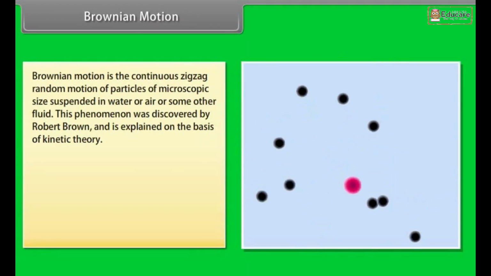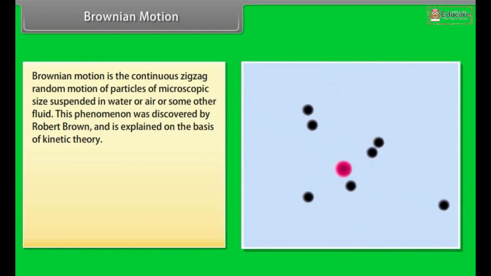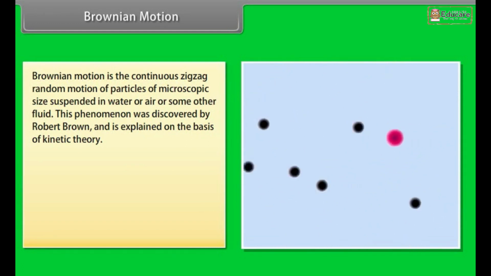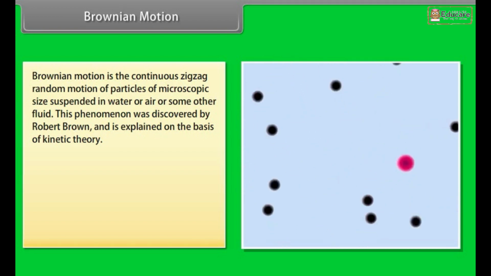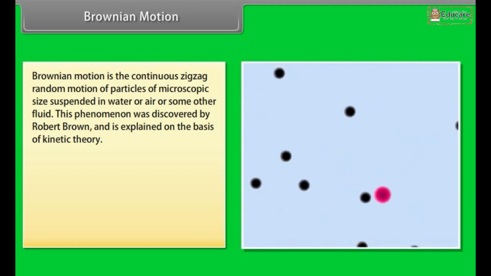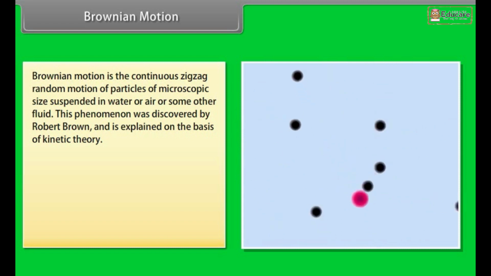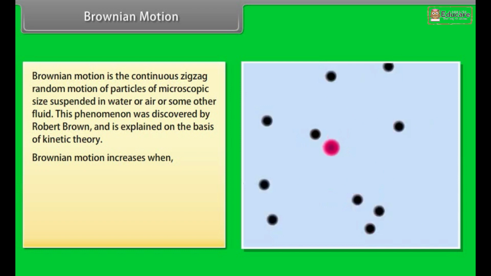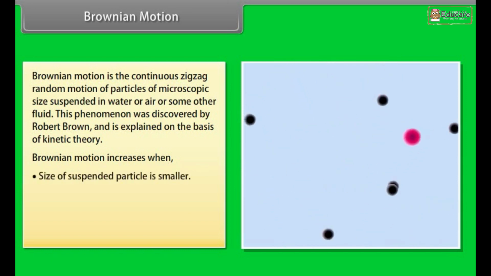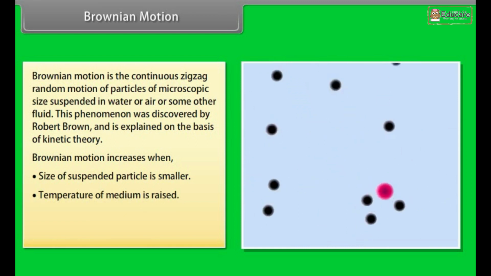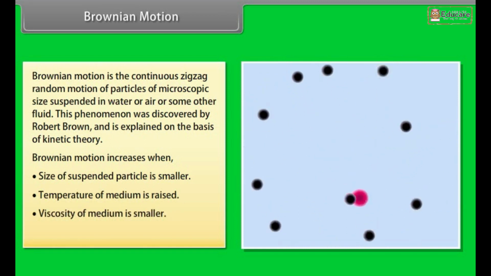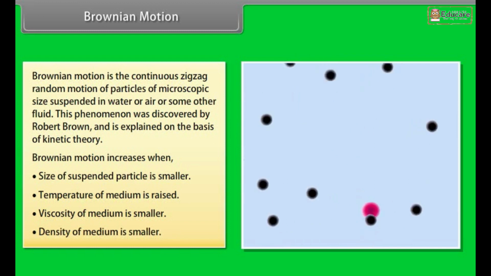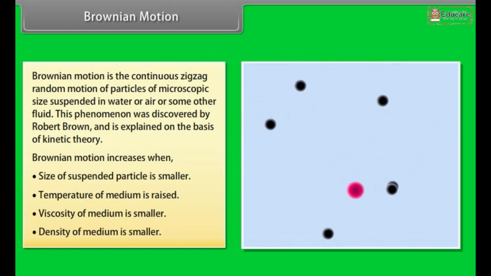Brownian motion is the continuous zigzag random motion of particles of microscopic size suspended in water or air or some other fluid. This phenomenon was discovered by Robert Brown and is explained on the basis of kinetic theory. Brownian motion increases when the size of the suspended particle is smaller, the temperature of the medium is raised, the viscosity of the medium is smaller, and the density of the medium is smaller.